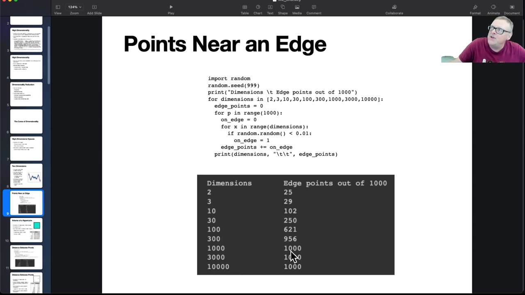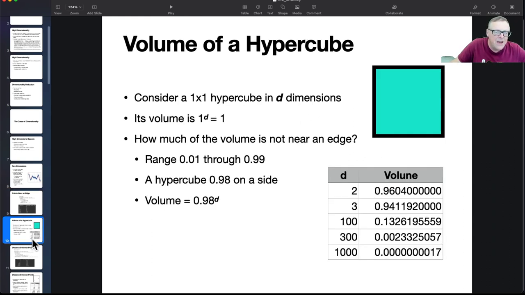And that means at least one of those points is very near an edge. And now, another thing is you can decide how far apart they are. If you consider a 1x1 hypercube, its volume is 1 to the d. Now, how much of the volume is not near an edge? You can do the same calculation in two dimensions. 96% of the volume of the area is in the middle.